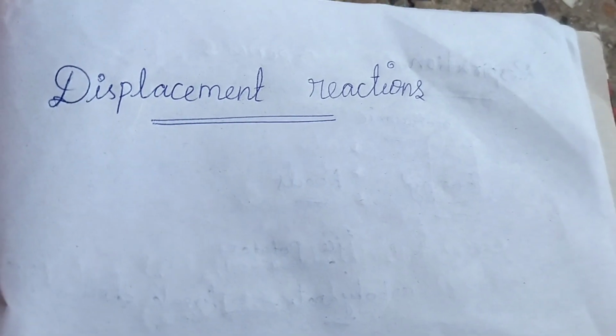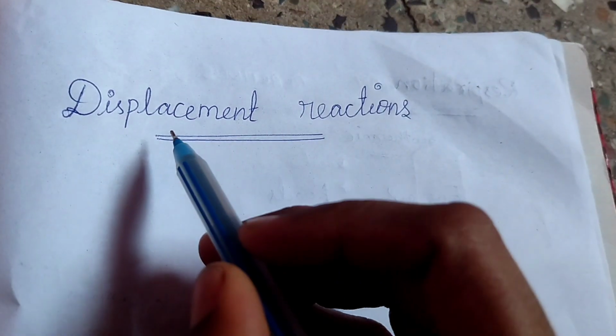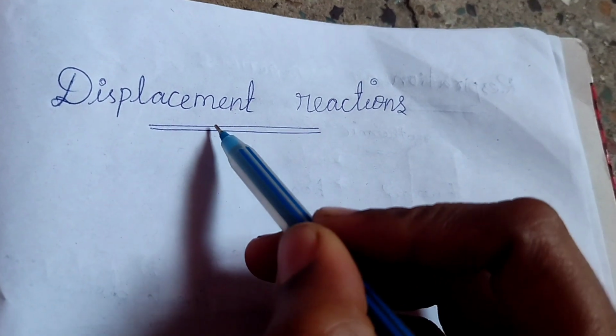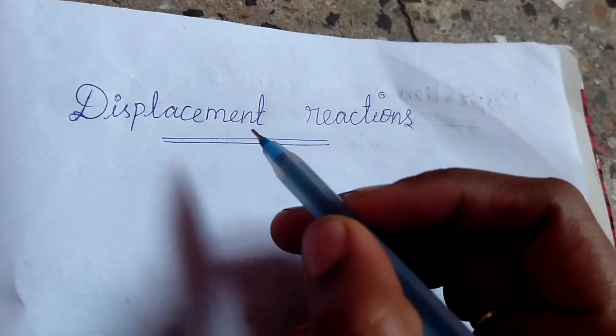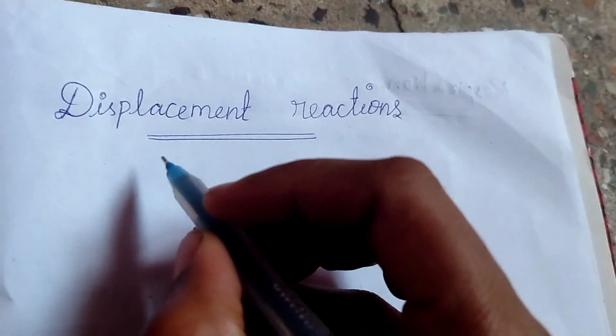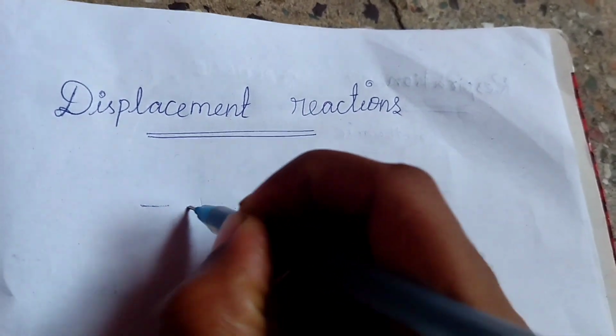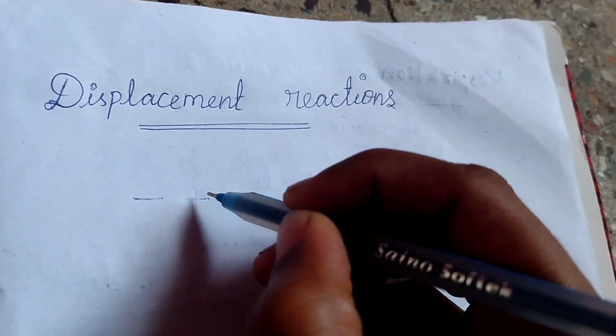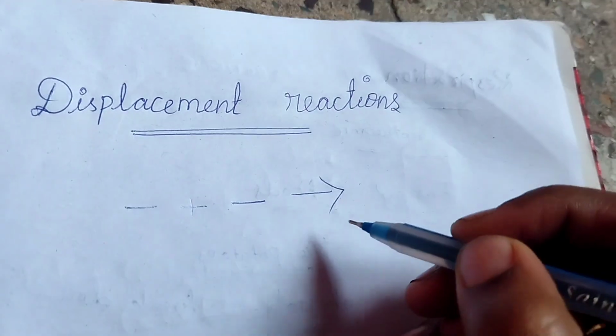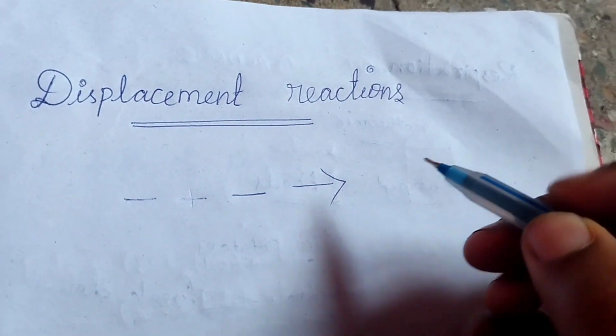Hi guys, today's topic is displacement reaction. What is the reason? How will a displacement reaction occur? For example, any reactants we take, two or three elements, will give some products.